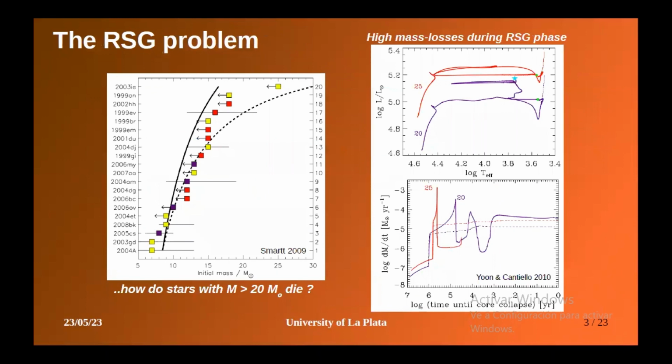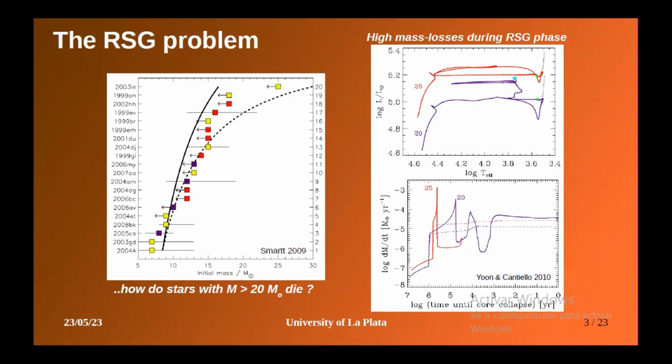The work from Smartt 2009, very effective work, when they explored the pre-supernova images from the Hubble Space Telescope of famous supernovae, found that the upper mass limit for the progenitor is 20 solar masses.